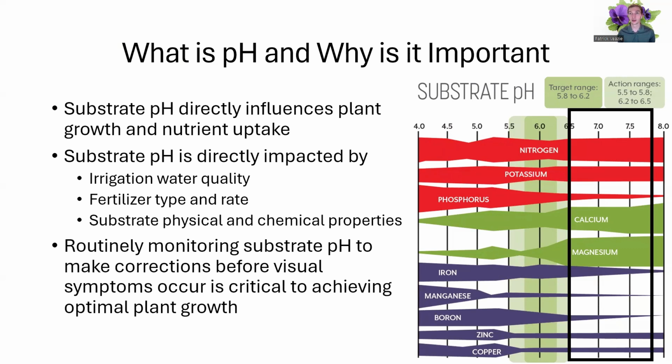But there are a wide variety of things that impact your substrate pH, such as your irrigation water quality, your fertilizer type, whether it's acidic, neutral, or basic, and its rate of either 150 or 300 parts per million. And then your substrate physical and chemical properties, a bark-based mix versus a peat. These three subpoints we're going to take a deeper dive into in the upcoming parts.